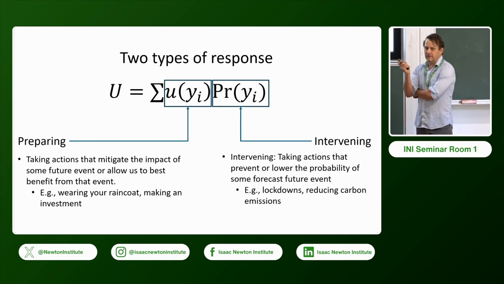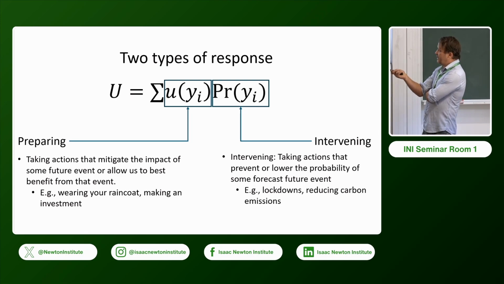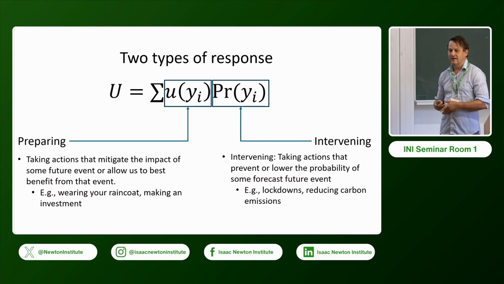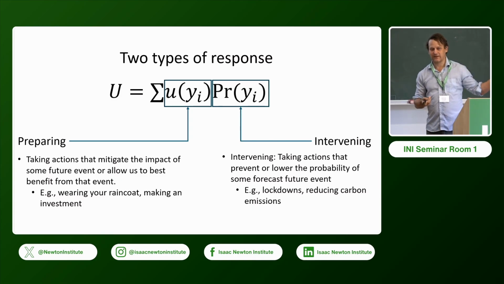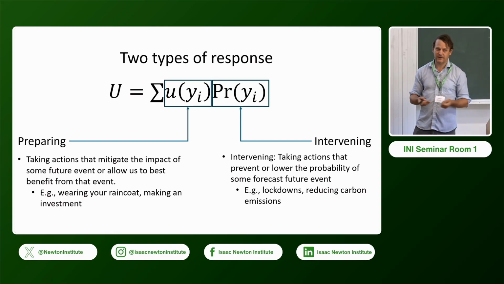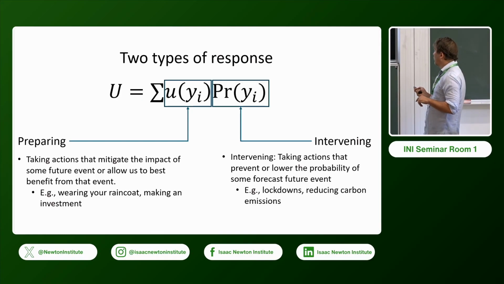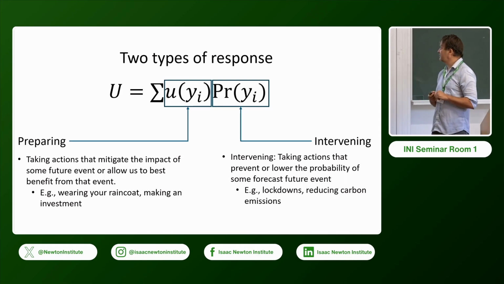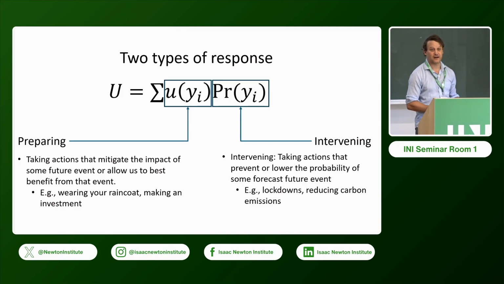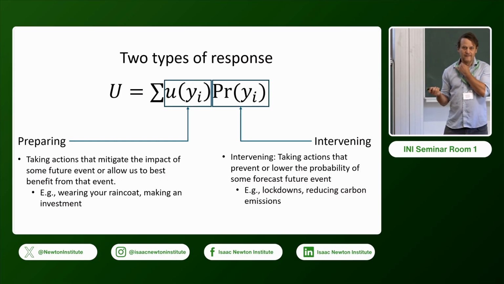And we're really used to, at least maybe not in this room, but in the general public, I think we're really used to doing a kind of response that I like to call preparing. And that is taking actions that mitigate the impact of a future event to allow us the best benefit from that event. So when I hear the weather forecast is going to rain, I bring my umbrella. Or if I think the stock market is going to go up, and I'm not a big enough investor that I can manipulate the stock market, I buy some stocks. Whereas intervening is taking actions to prevent or change the probability of that future event, right? And that's things like lockdowns or reducing carbon emissions or the like.